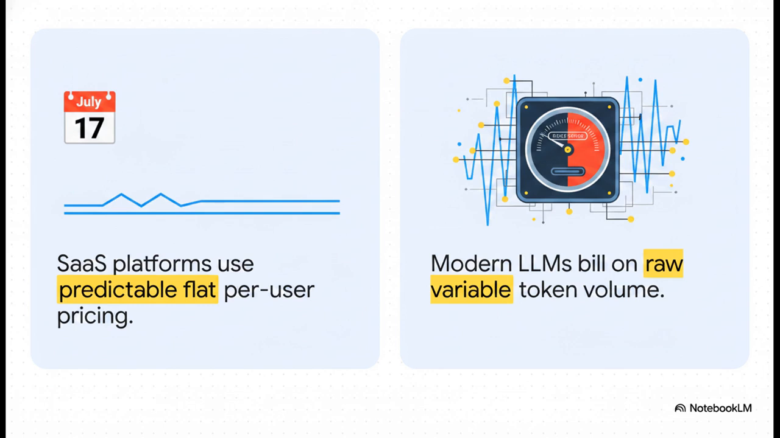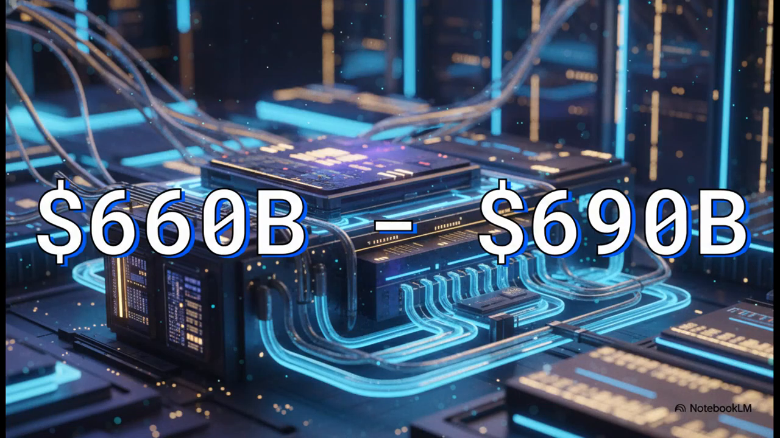Modern AI is built on raw, variable volume. We're talking specifically about context and generation token counts. It's essentially like a digital utility meter that just spins faster and faster the more complex your prompts get. And honestly, this sheer volatility is catching even the most highly experienced infrastructure planners completely off guard. And the reason this token billing is so relentless? Well, that starts right at the very top of the supply chain.